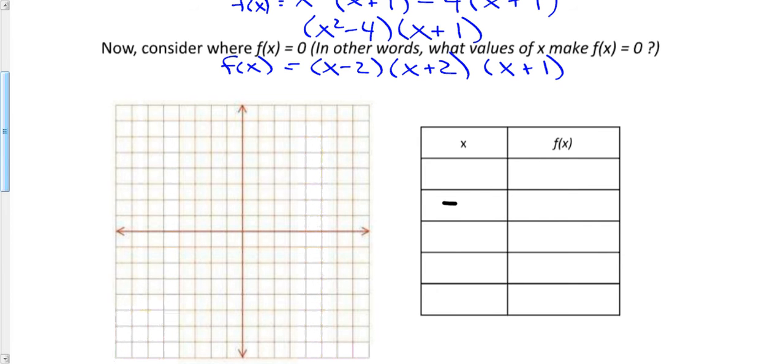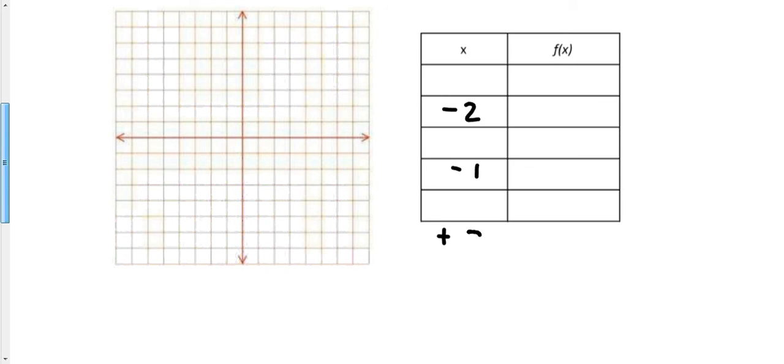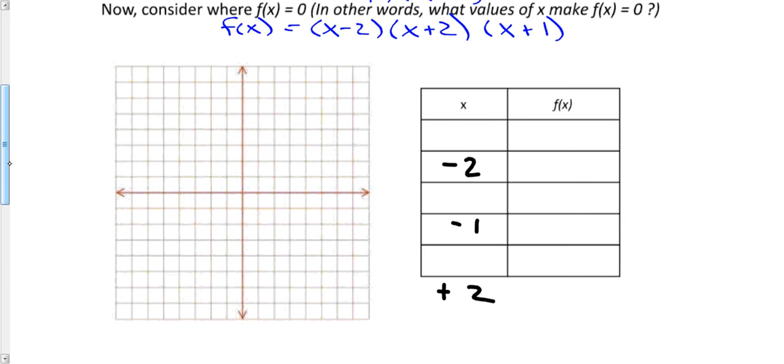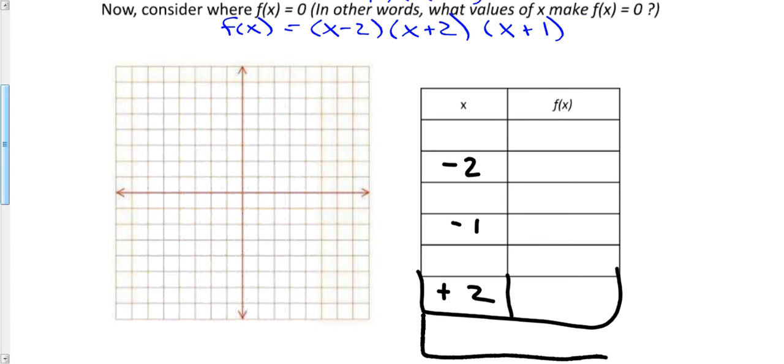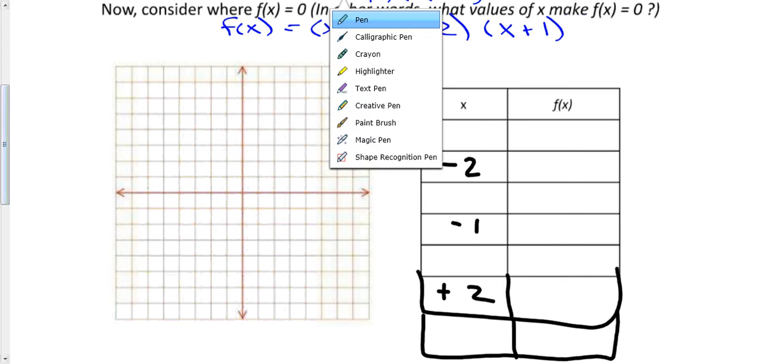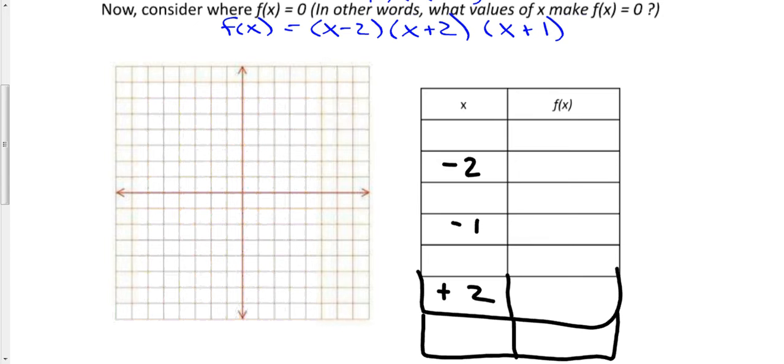I got negative 2. I got negative 1. I didn't put enough spaces here. And positive 2. So I want another box in here. Actually, I want another 2 boxes. So here's what I know. First of all, because these are zeros, right? When x equals negative 2, my function equals 0, right? When x equals negative 1, my function equals 0. And when x equals positive 2, my function is 0.